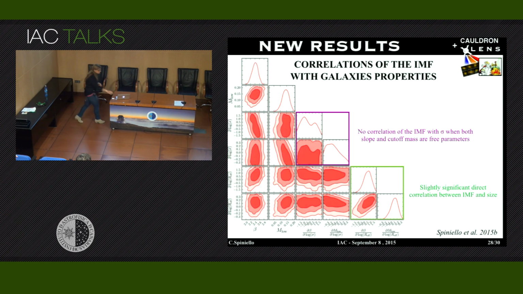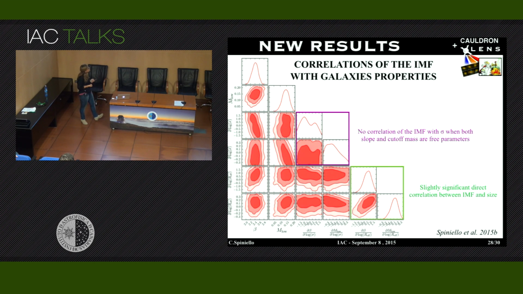So maybe with our MCMC method, with gravitational lensing plus dynamics plus stellar population, we can help here, because we have a way to correlate the IMF with galaxies' properties. And it's a self-consistent way, because it's totally based on Bayesian statistics, and, you know, everything is taken into account from the prior to the posterior point of view in a consistent way.